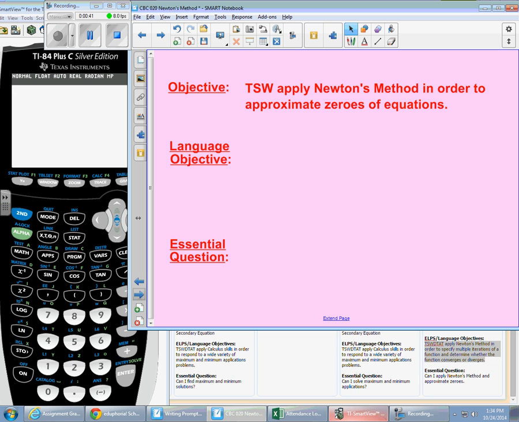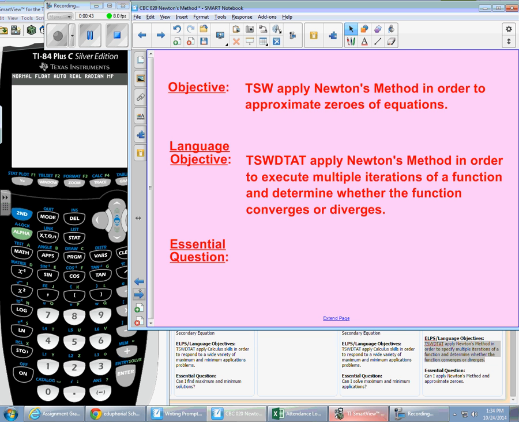work with. Okay, so anyway, our language objective, which you don't have to copy for your planners. Student will demonstrate the ability to apply Newton's method in order to execute multiple iterations of a function and determine whether the function converges or diverges. There's some vocabulary in that statement, obviously. We'll get to all of it through the course of the lesson. And your essential question for the day, can I apply Newton's method and approximate zeros?